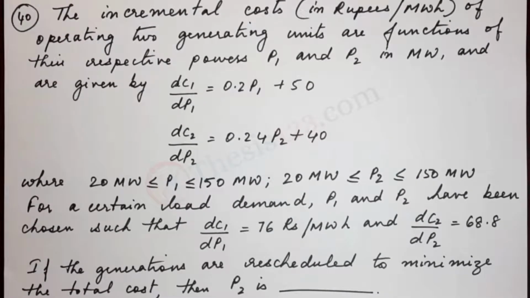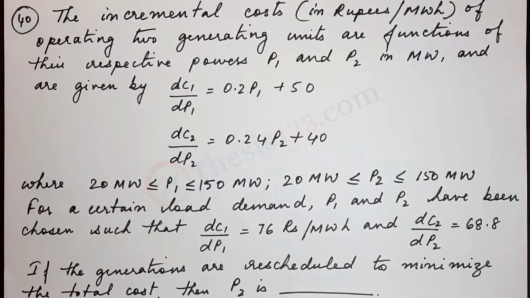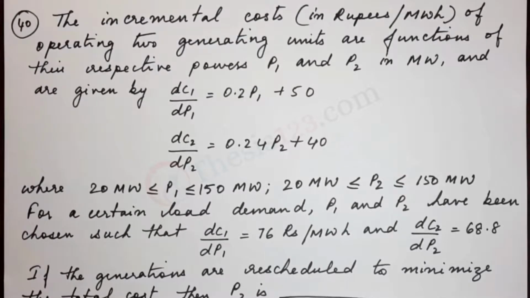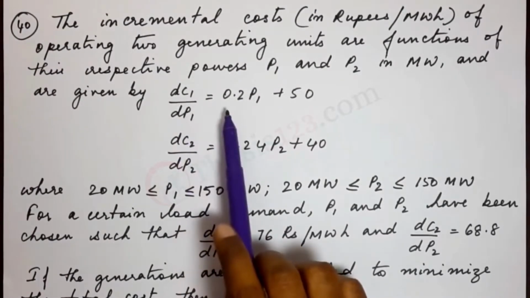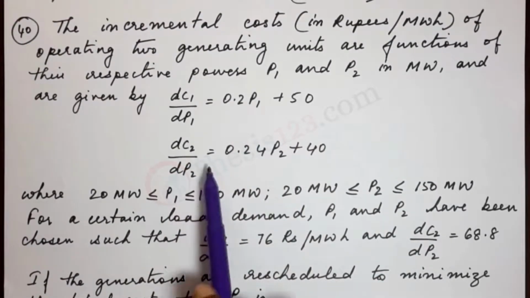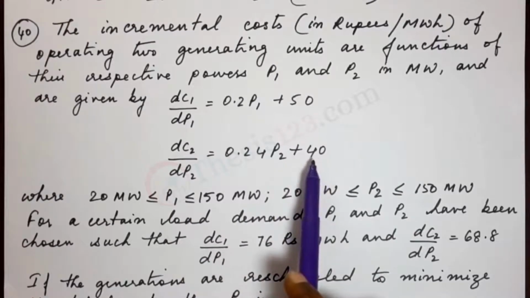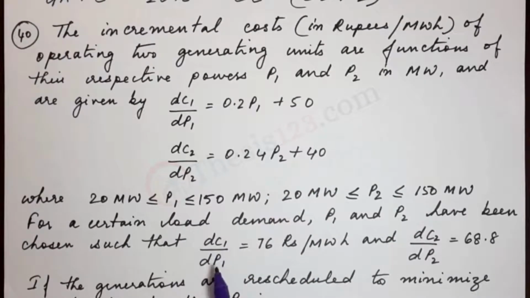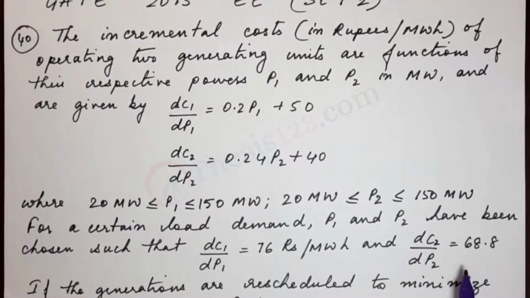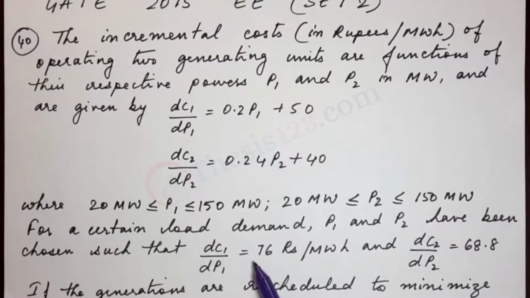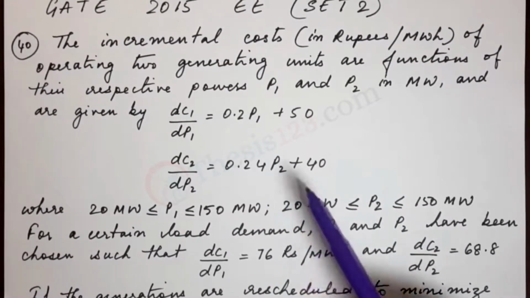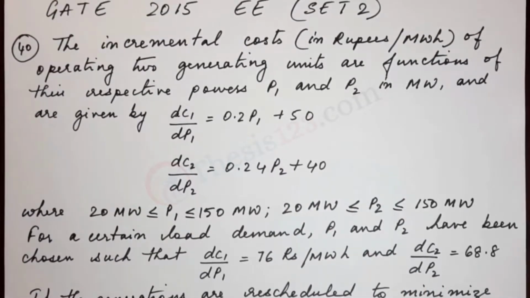Okay. Now, for the first step, let's utilize the incremental cost given. We have two equations here. dC1/dP1 equals 0.2 P1 plus 50. dC2/dP2 equals 0.24 P2 plus 40. And we also have the amounts given here for rupees per megawatt hour. Let's equate both of these pairs of equations and find out the values of P1 and P2. That's the first step.